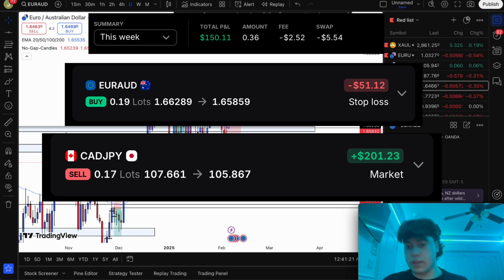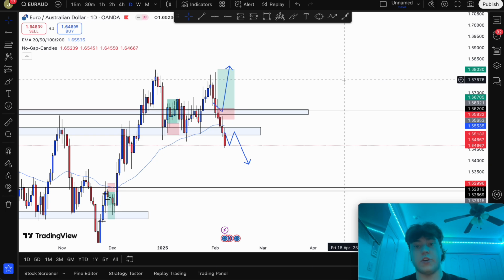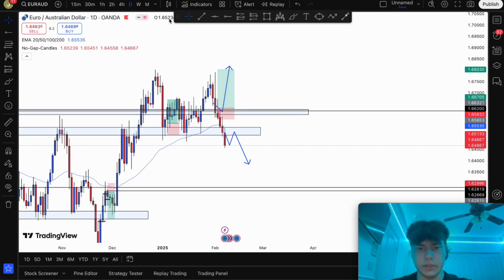As soon as I turn 18, I'm getting a 300K account. In reality, it would be $9,000 I'd make this week, which is pretty good. So the first trade we took of the week was an L on Euro AD.